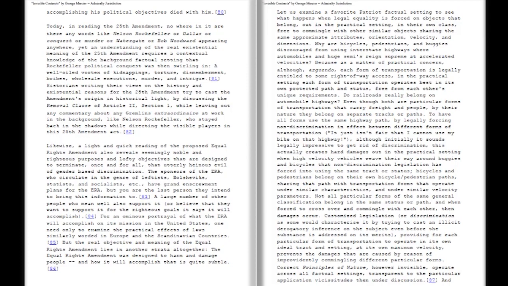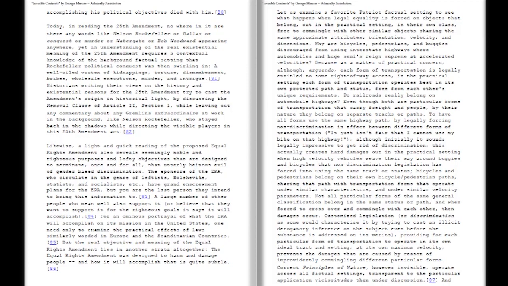Why are bicycles, pedestrians, and buggies discouraged from using interstate highways where automobiles and huge semis reign supreme at accelerated velocities? Because as a matter of practical concern, although, arguendo, each form of transportation is legally entitled to some right-of-way access, in the practical setting each form of transportation operates best in its own protected path and status, free from each other's unique requirements. Do railroads really belong on automobile highways?